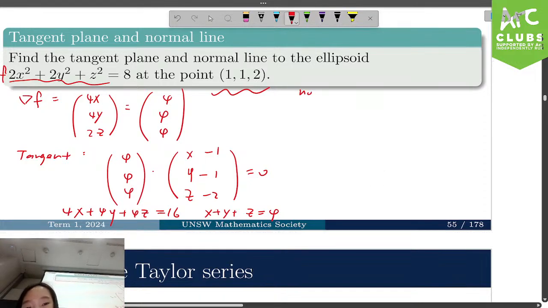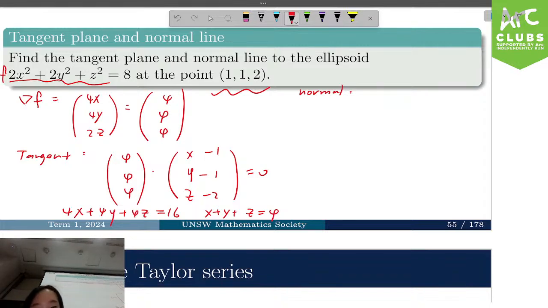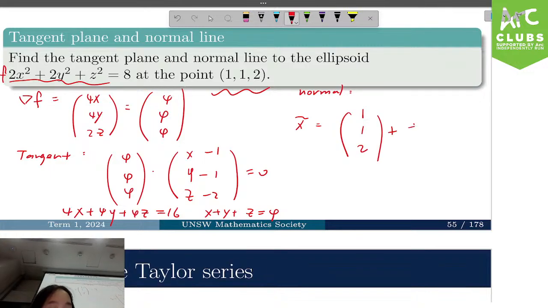And also we have the normal line. It's a line going through the point (1, 1, 2) plus t times our direction, which is (4, 4, 4), or we can further simplify to (1, 1, 1). So this is our normal line. Cool, so we have our tangent plane and normal line.